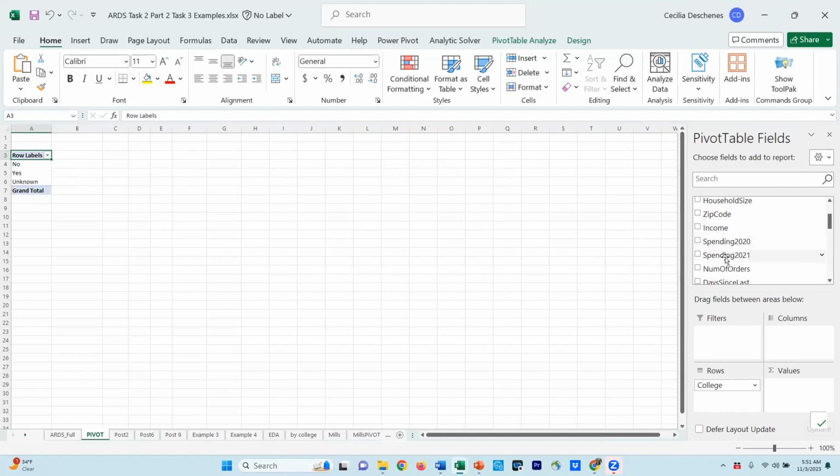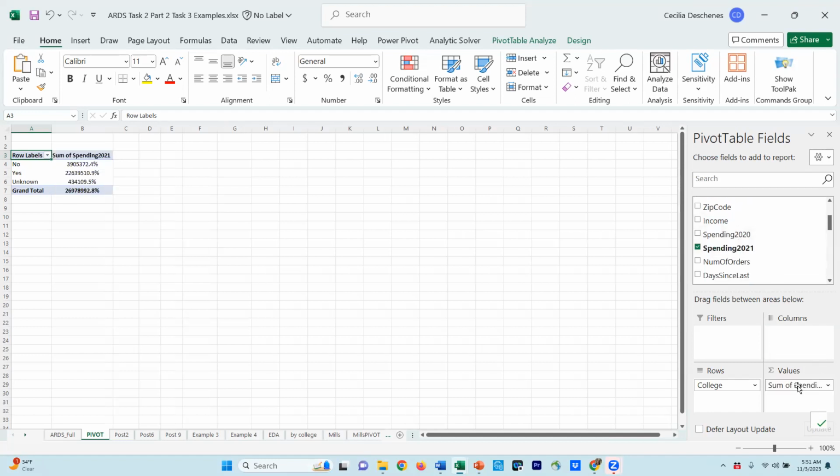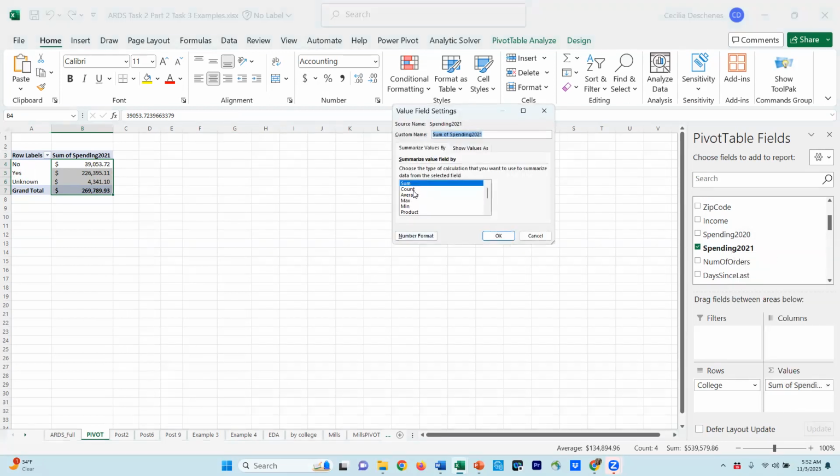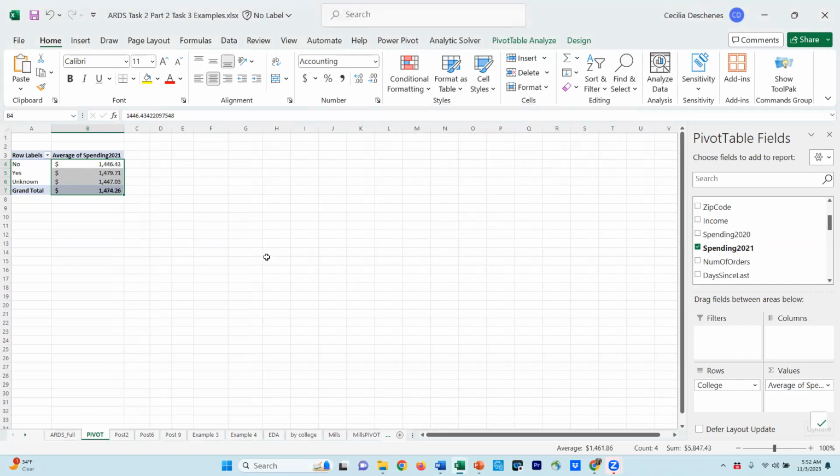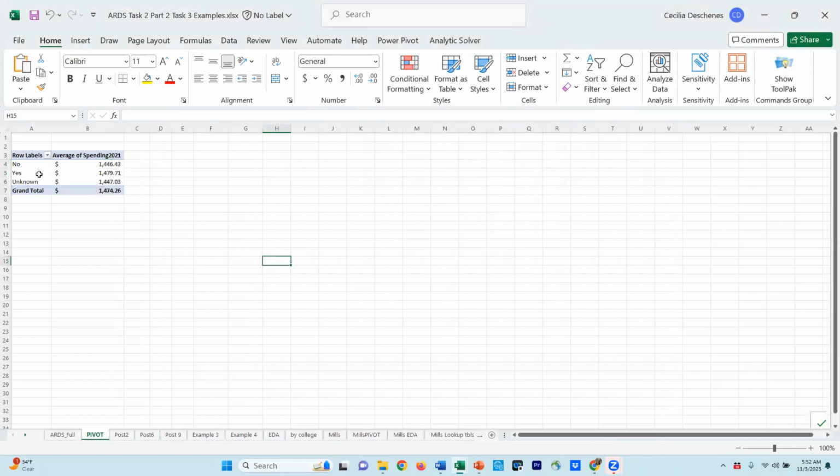And then all I'm going to do is grab the spending 2021 and bring it down into the values. And it says sum of spending. Well, this is definitely formatted wrong. Sum of spending is really useless, because unless I have the exact same sample size in each group, the sum could be very distorted. So I always want to change this to average. All right, so that's simply how you do this type of quick pivot table. It's basically a type of contingency table using the average of a numerical variable for your column.